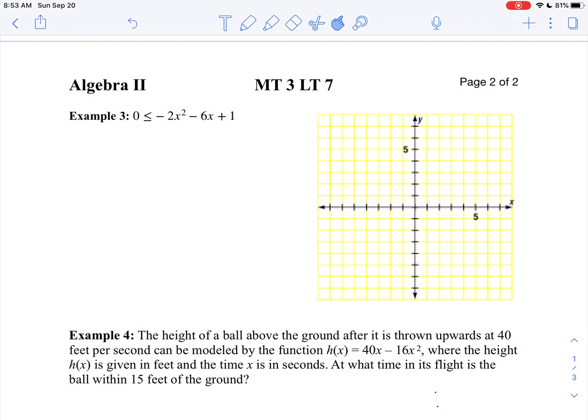I think it's a lot easier if you set it up so it's on the left side. So I'm going to rewrite this as negative 2x squared minus 6x plus 1 greater than or equal to 0. It's the same inequality, I just flipped the sides. Since I flipped the sides, I had to flip the signs. So now, let's graph this in Desmos.